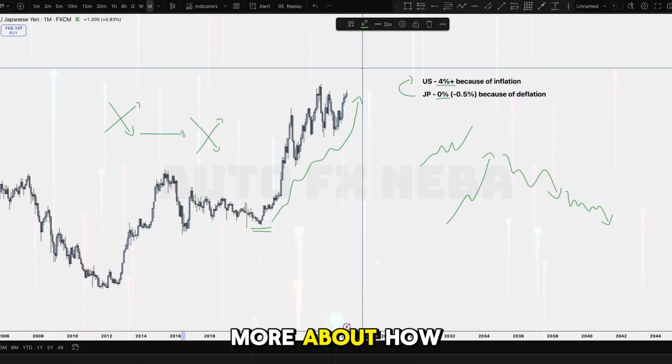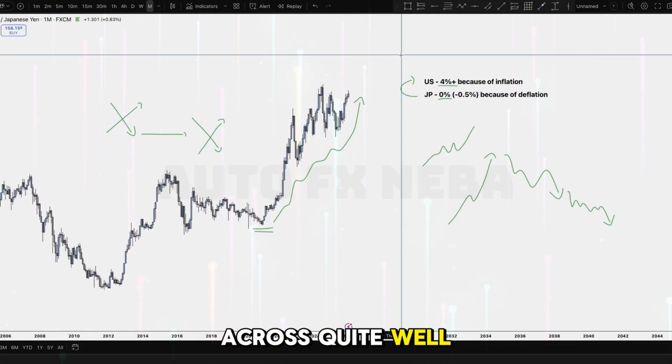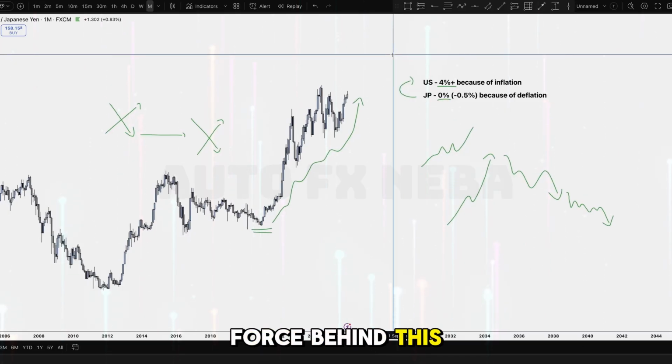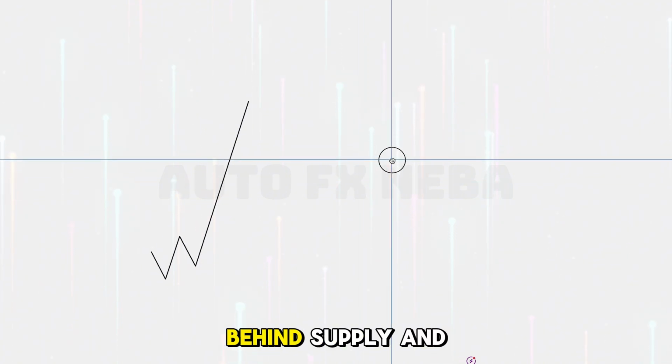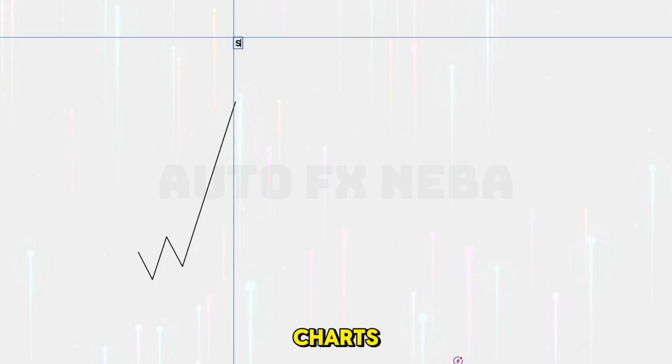So now let's talk more about how we actually utilize this on the charts. I think I've gotten the theory across quite well, and you should understand pretty much what it is that drives the force behind this concept. Okay, so now that we've pretty much in full explained the theory behind supply and demand, let's talk about how we actually trade it on the charts.